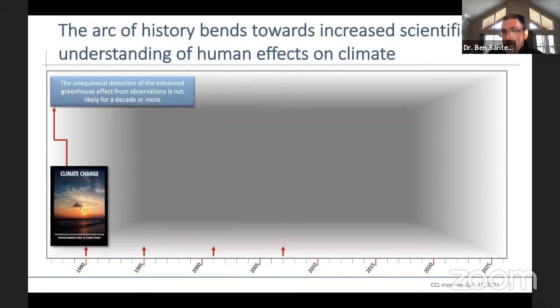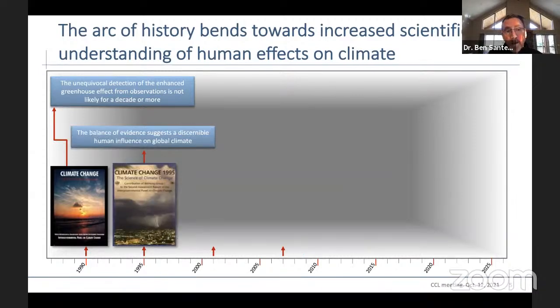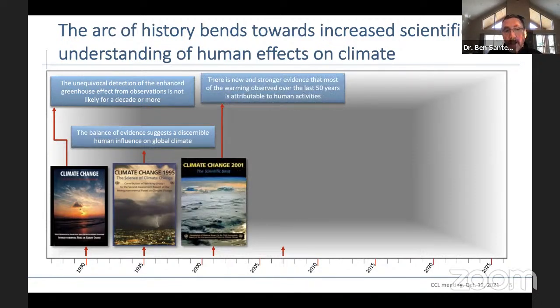So let's take a brief tour, if you will, through the six IPCC assessment reports that have been released. The first one was in 1990, and scientists back then concluded that the jury was out. We really couldn't tell whether humans were or were not affecting global climate. As I mentioned, the second assessment report came to a very different conclusion. Signal detection had been achieved. A human-caused warming signal was in the data.